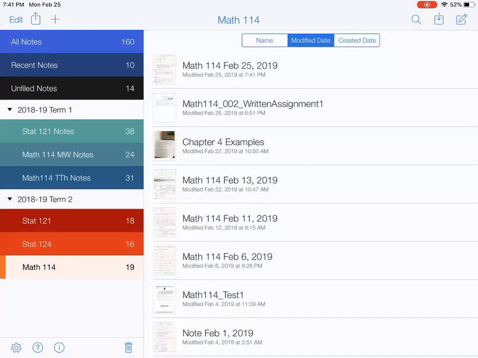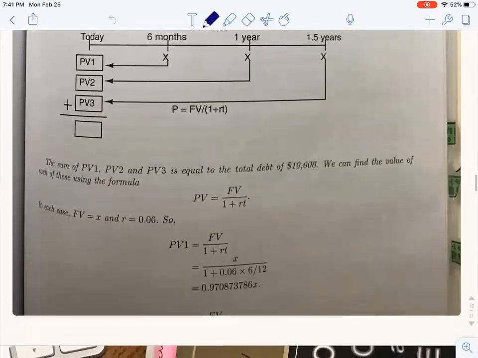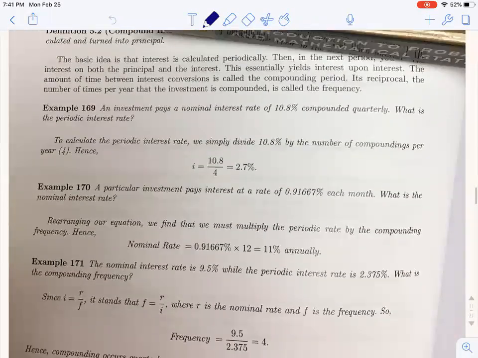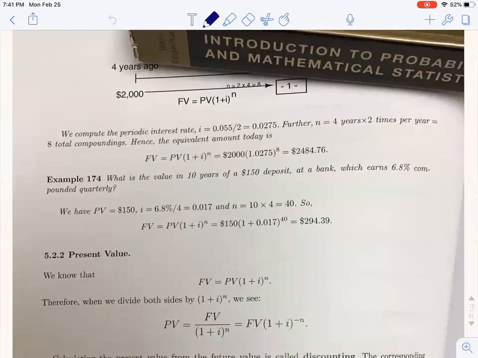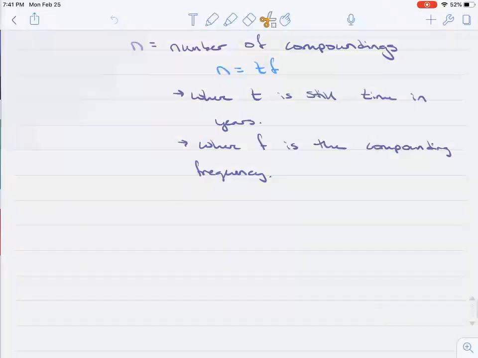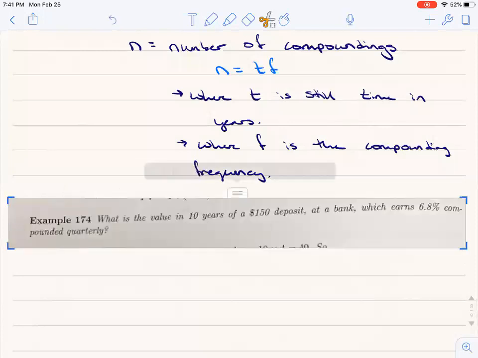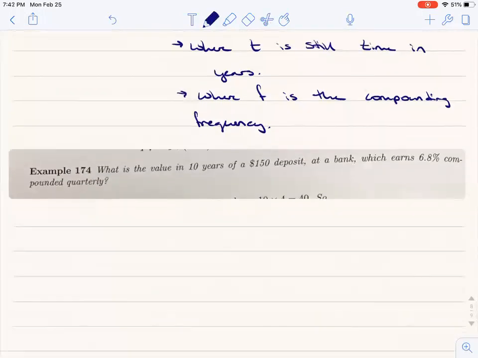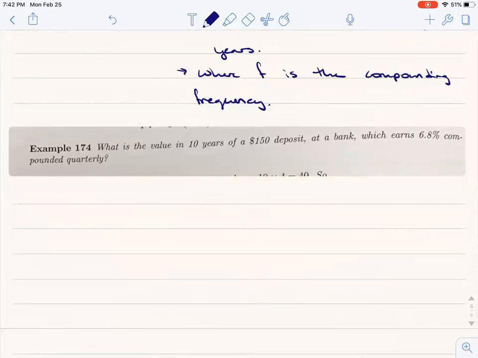Okay. Let's see if I can find these examples. We're going to do example 174. Example 174, what's the value in 10 years of a $150 deposit at a bank? Not sure why they had to add that part, but okay. Which earns 6.8% compounded quarterly.